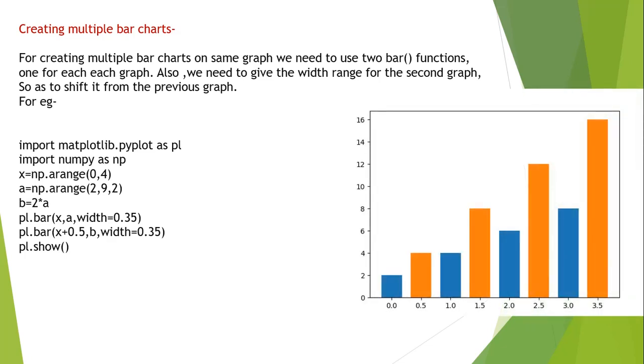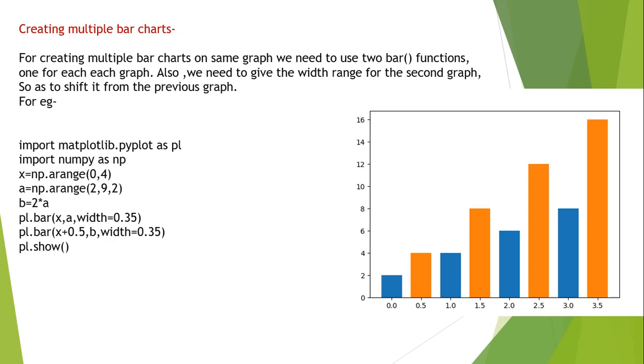See, we have got two graphs on the same graph. Here the color blue is used for the first bar function and the color orange is used for the second bar function. Now you must be thinking why it has created two default colors. You don't have to worry about this. If you want different colors as per your demand, you can change the color, as we did in the previous example, by giving the color argument: color equals blue, color equals red, whatever you want. But if you don't give any color argument, it will just use default colors.